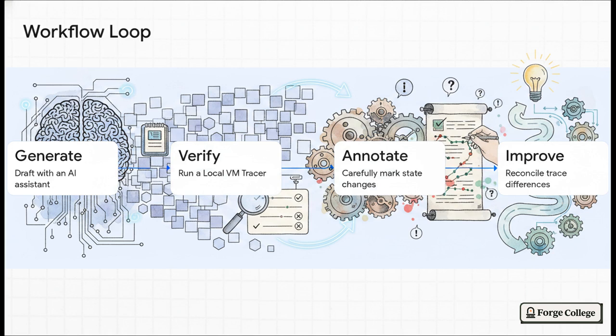Step 1, generate an initial draft trace using an AI assistant by just feeding it your bytecode. Step 2, verify that draft by running the exact same bytecode through a local VM tracer to get the undeniable truth. Step 3, annotate the trace, carefully marking exactly where state changes or reverts happen. And finally, Step 4, improve the trace by reconciling any differences you spot between your AI's draft and the local VM's hard data. This loop literally empowers you to produce perfectly annotated execution traces.